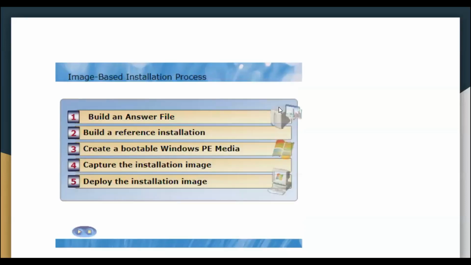So the image-based installation process: first, build an answer file. Second, build a reference installation. Third, create a bootable Windows PE media. Fourth, capture the installation image. And fifth, deploy the installation image.